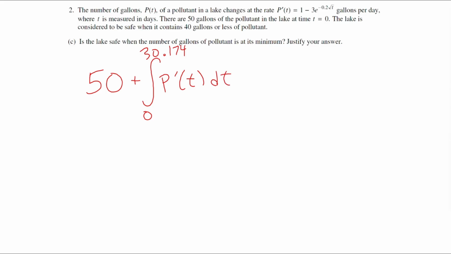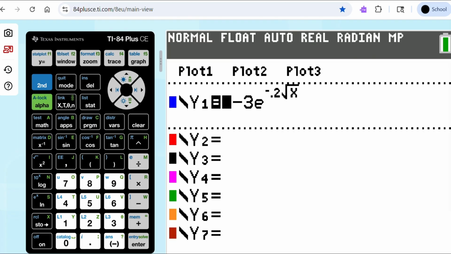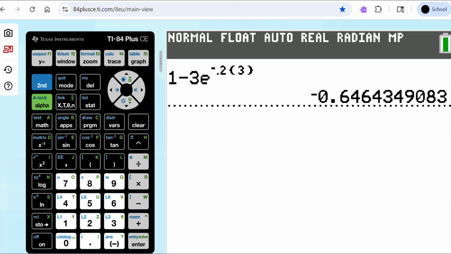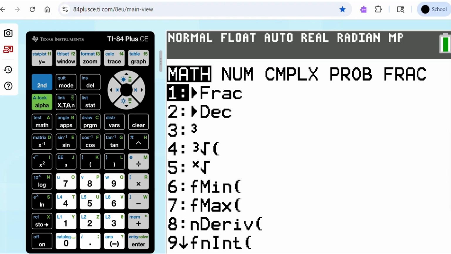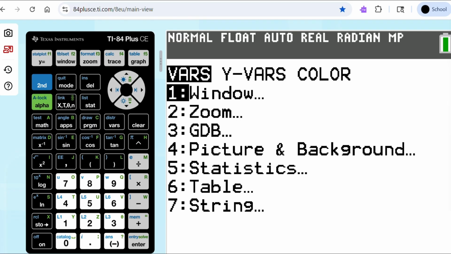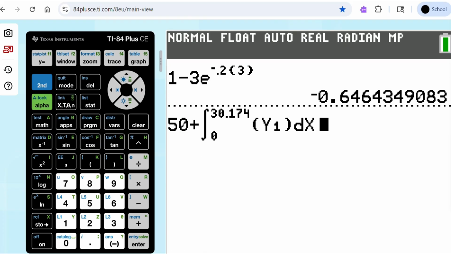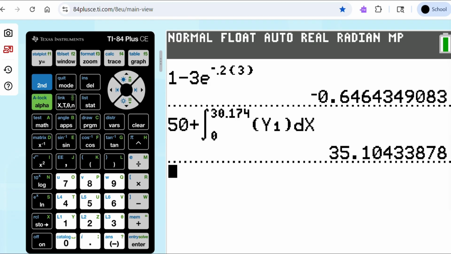We'll go back to our graphing calculator. It's convenient that we've put this function in, so now I don't have to type it again. We're going to do 50 plus math, and then option number 9 is the integral. We're going to do 0 to 30.174 of P prime, which we can get by hitting the VARS button, going to the second column, choosing function and then y1, and then putting dx. And that gives us 35.104.